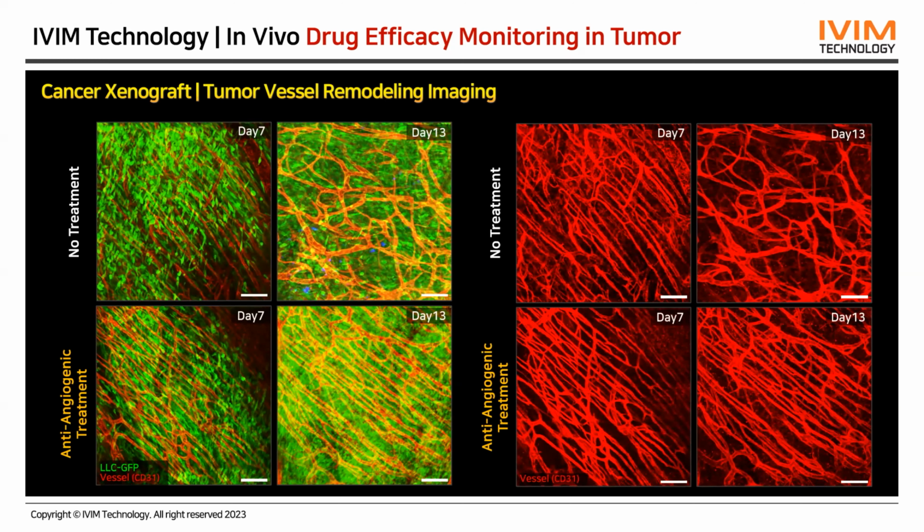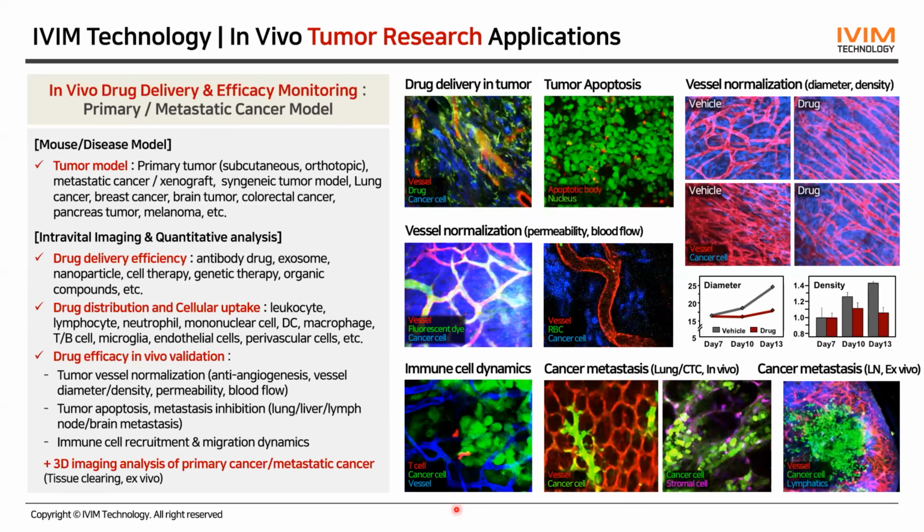To summarize the research application on oncologic research, various tumor models, including some primary tumor, metastatic cancer in different tissues or organs, can be analyzed in vivo for the drug delivery inside of the tumor tissue, and anti-cancer drug efficacy, such as the tumor apoptosis, vascular changes in diameter, density, and vascular permeability, and also the blood flow. And also we can quantify some immune cell dynamics and cancer metastasis in the live animal model.